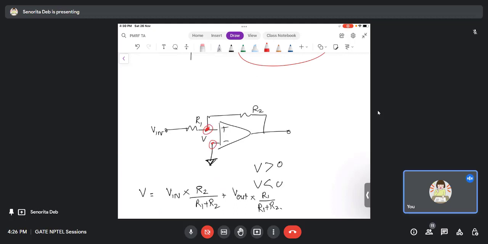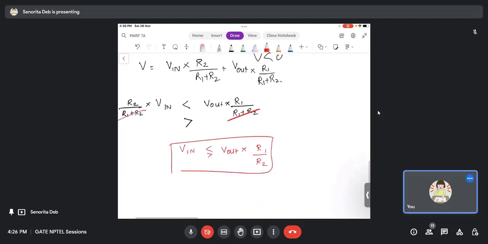But we only know Vin and Vout, because we are giving Vin from a function generator. So I know Vin, and I'm seeing Vout because it is coming in the oscilloscope. I don't know what is going on in between. That is not in my control, right? So in terms of Vin and Vout, this is what is happening.